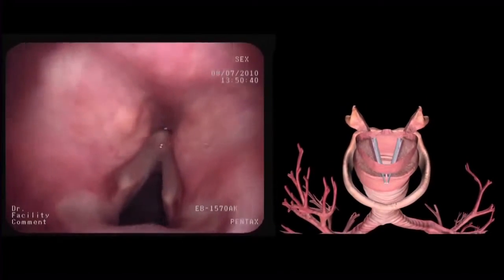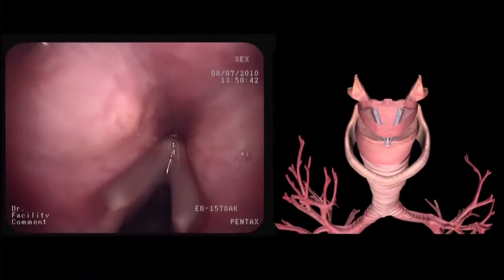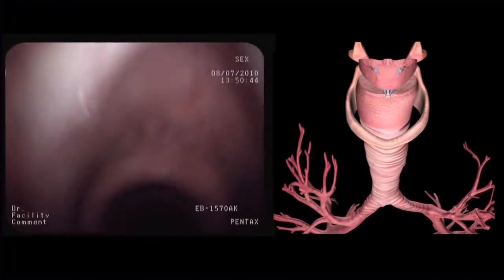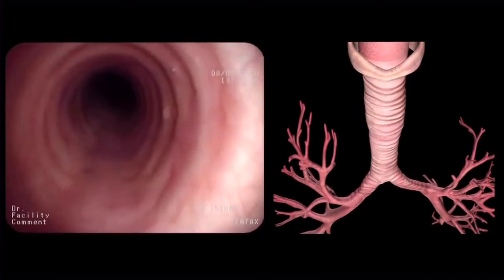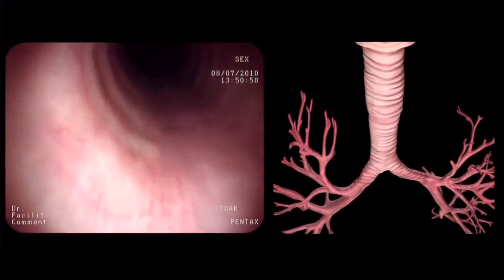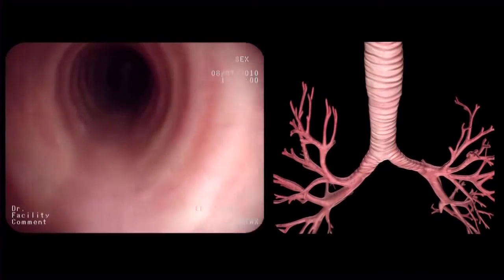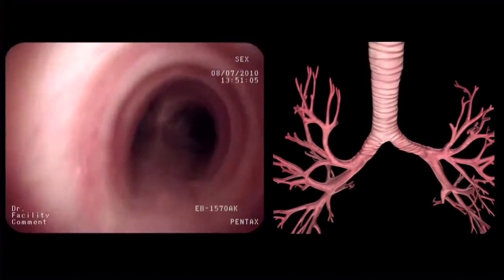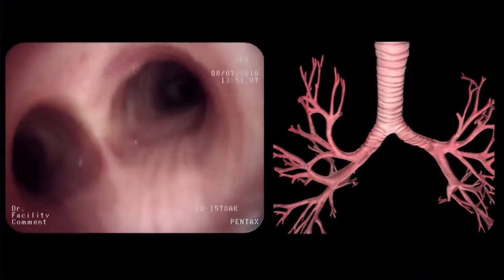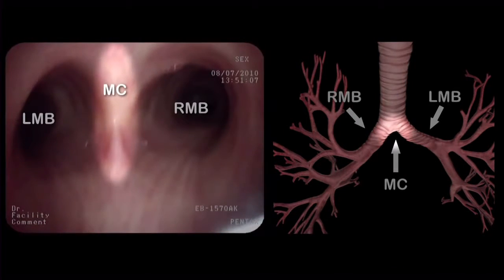After inspection of the vocal cords and arytenoids, the bronchoscope is advanced into the trachea. While staying in the middle of the airway lumen, the trachea is carefully inspected. Eventually, we reach the main carina, where the left and right main bronchi originate.